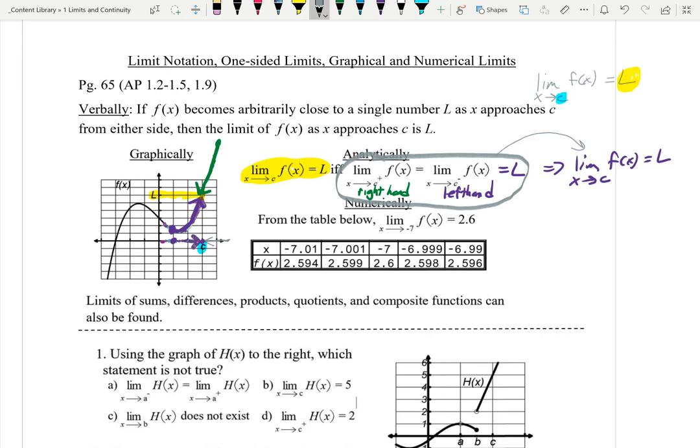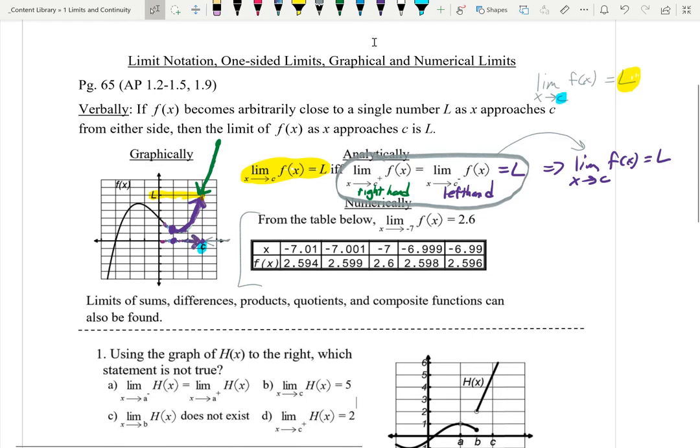And then here's an example of what we call a numerical perspective. So one way you can determine a limit is you can take a table of values, and if I want the limit as x approaches -7, then what I'm going to do is substitute values that are getting closer and closer to -7 from the left-hand side, and closer and closer to -7 from the right-hand side. And if those limiting values appear to be the same, then we would say the two-sided limit exists.